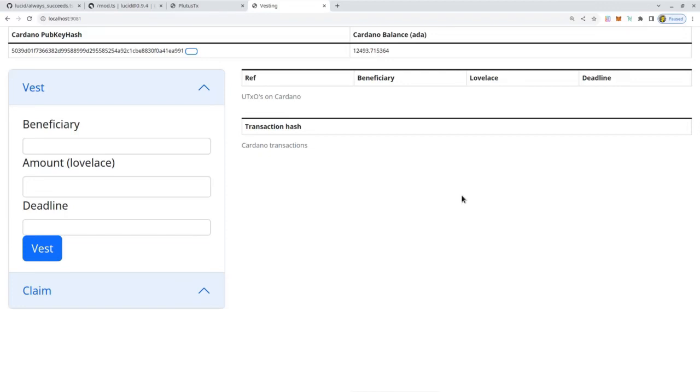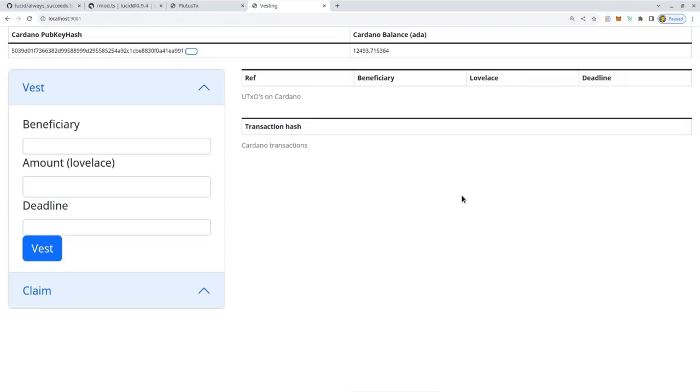Then we have discussed time, how time is handled in Plutus, and how it is possible to keep Plutus contracts deterministic while still taking the current time into account. We used that to look at an example of a vesting contract.